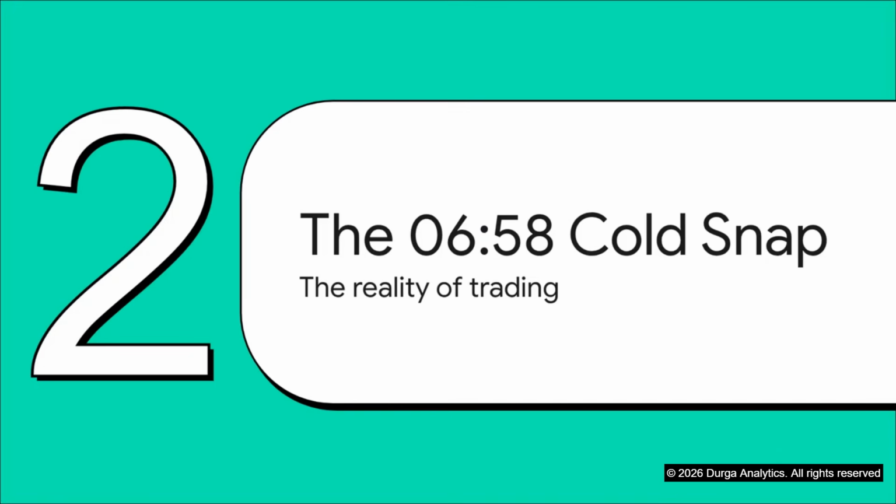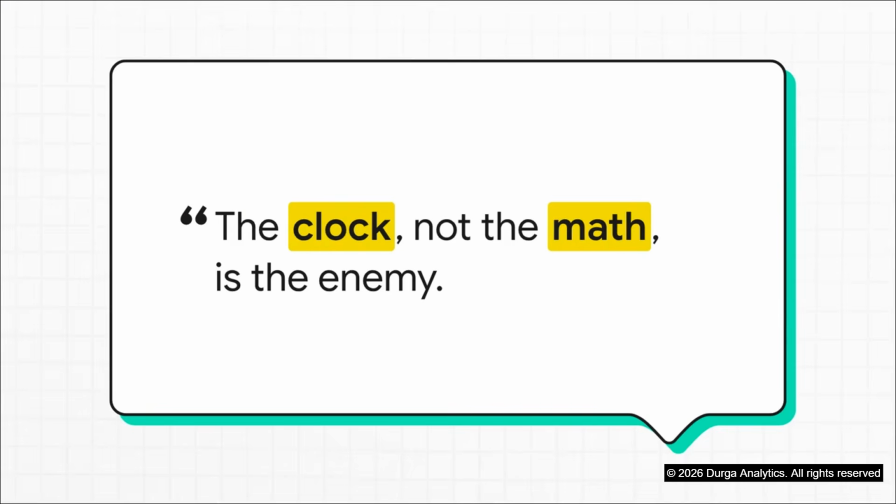Section 2, the 0658 cold snap. Let's plunge straight into the real-world stakes of front office engineering. I want you to imagine this exact scenario. It's 0658 in the morning, 2 minutes before the desk officially wakes up. Overnight, while the traders were fast asleep, a cold snap hit Northern Europe and gas prices just violently jumped 4%.